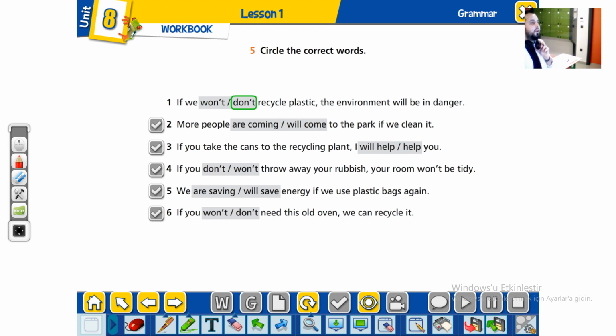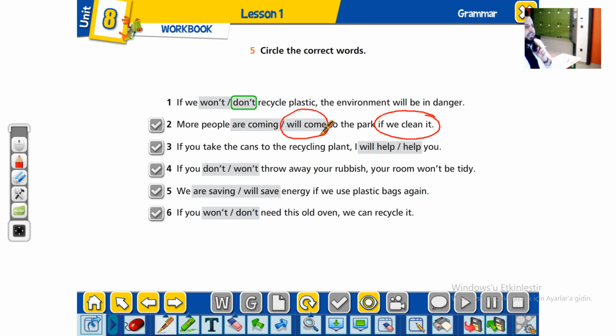Let's look at the second one. More people are coming or will come to the park if we clean it. If we clean it. Be careful about this part. This is condition part. Eğer temizlersek, if we use simple present in the condition part, that means we are going to use will future in the main part. More people will come to the park.